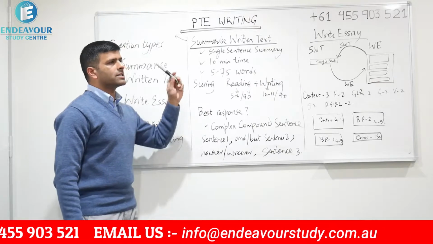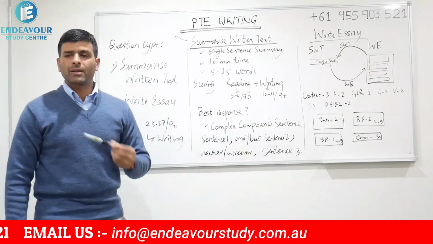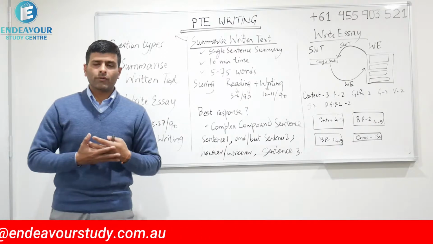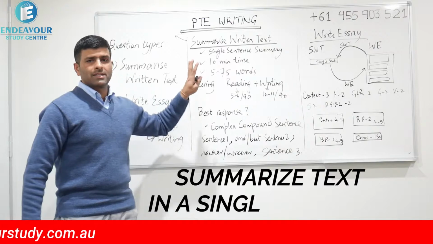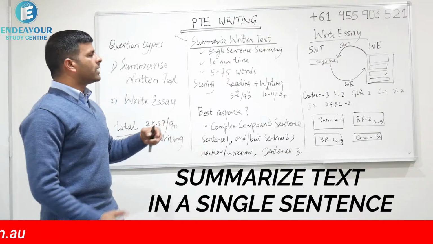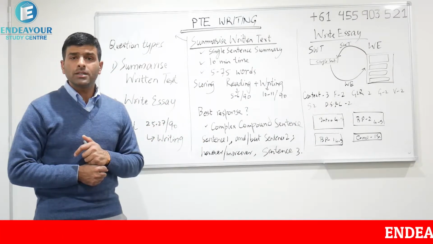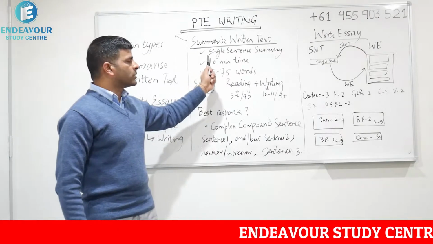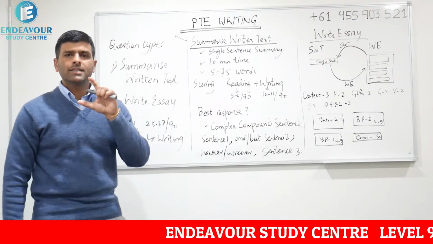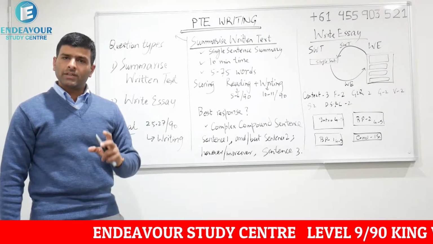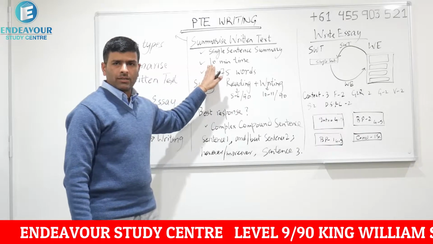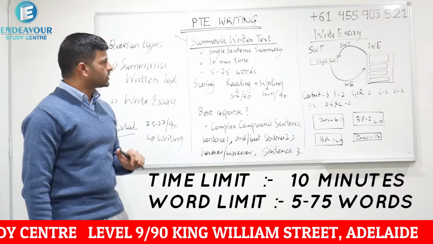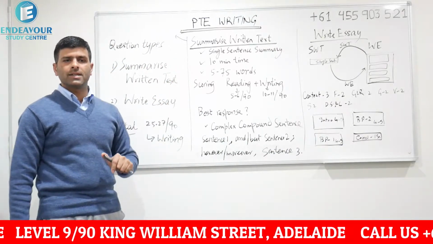The name of the question is summarize written text. That means you have to summarize a written text which is given to you for reading in a single sentence. So that's the requirement of the task. They give you a text of up to 300 words, which is like an essay, I would say, and then you're supposed to write a single sentence summary of the given text within 10 minutes. Your word limit is 5 to 75 words. So these are the requirements of summarize written text.